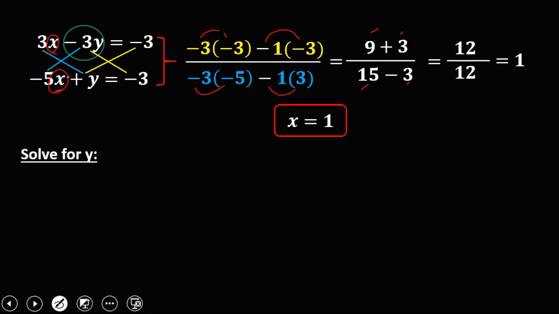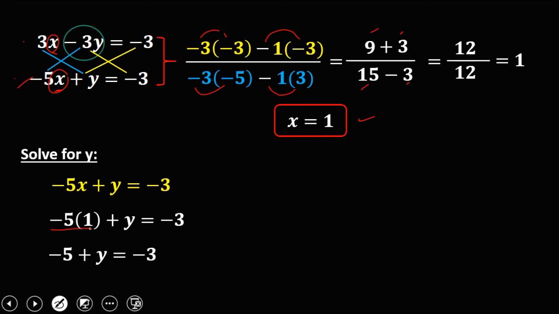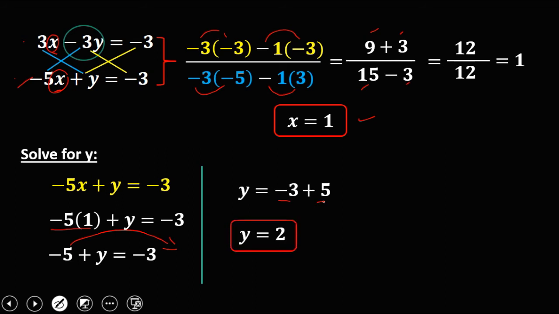Then to solve for y, substitute this value of x into any of these equations. So I prefer to use this equation. Then substitute this x, so negative 5 times 1. This negative 5 times 1, that's negative 5. To solve for y, transpose, so y equals negative 3, then plus 5. Negative 3 plus 5, so y is equal to 2. So the solution of the system: x is 1, y is positive 2. So this is how to solve a system of linear equations using the crisscross method.